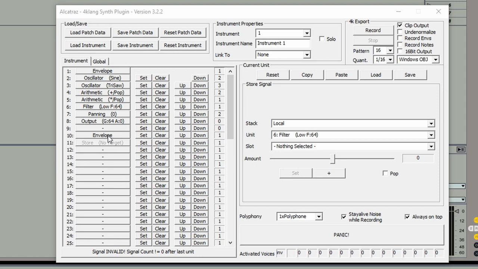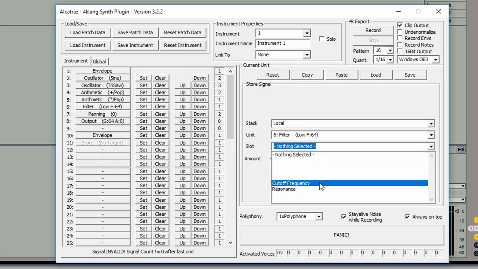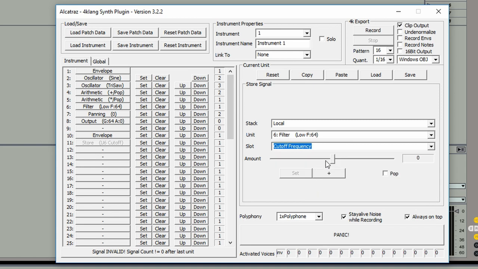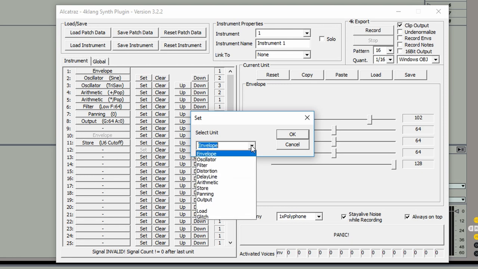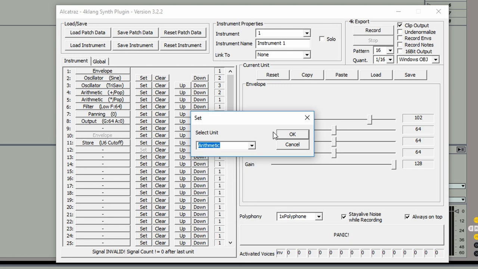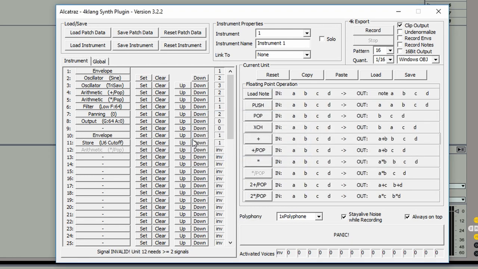So it doesn't necessarily matter that the envelope is out later than the output. As long as the store is above the envelope, we can select the unit, which is the filter, and then what we want to do is control the cutoff frequency. Now, if we set our attack up higher, we still can't get any sound because if I'm correct, we still need to pop it. So we're going to add arithmetic, set it to plus pop.